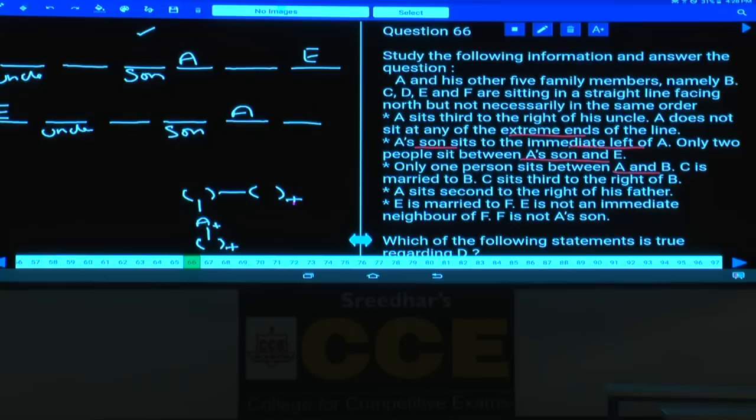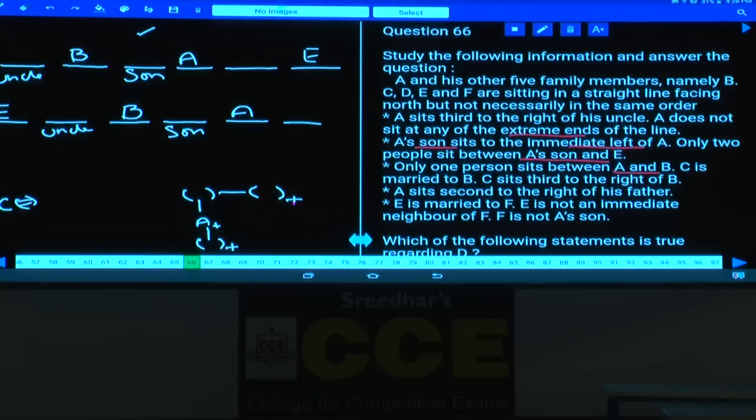Only 1 person sits between A and B. 1 person sits between A and B, so B must be here, and in this case B must be here. C is married to B. Now which 2 persons are married here? B and C are a married couple.